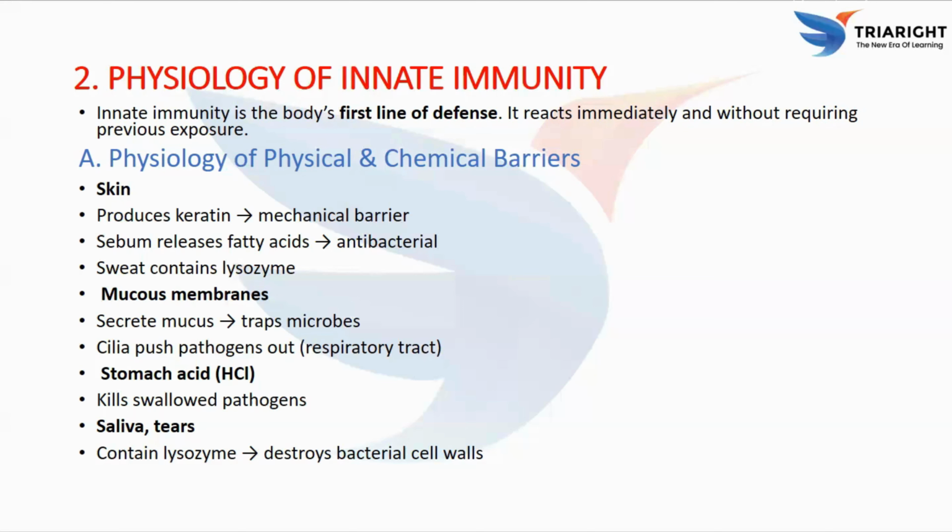Next are the mucous membranes. These line the respiratory, digestive, urinary and reproductive tracts. These are the areas where microbes can enter.